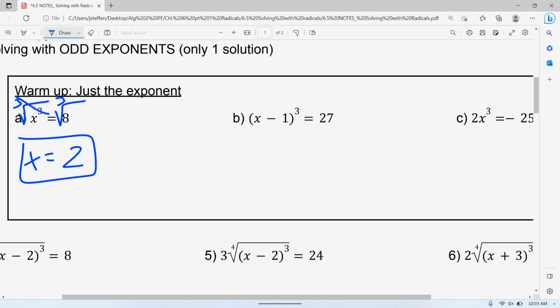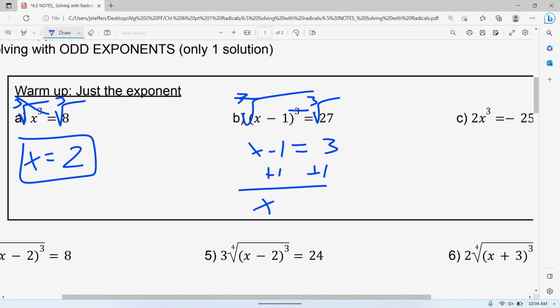x minus 1 raised to the third, so to cancel that out, I need the third root of both sides. Do not need a plus or minus because it's an odd exponent. Since we're canceling out an odd exponent, we don't need to worry about that. The third root of 27, either use your exponent list or use your calculator, is 3. Add 1 to both sides, you end up getting x is equal to 4.